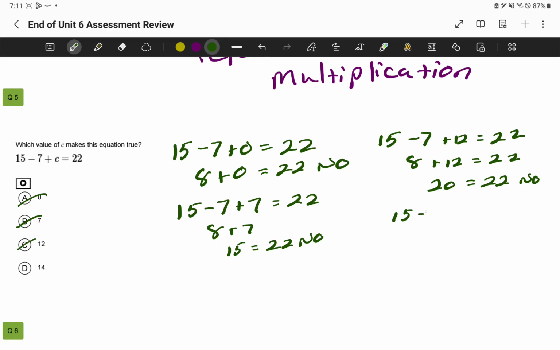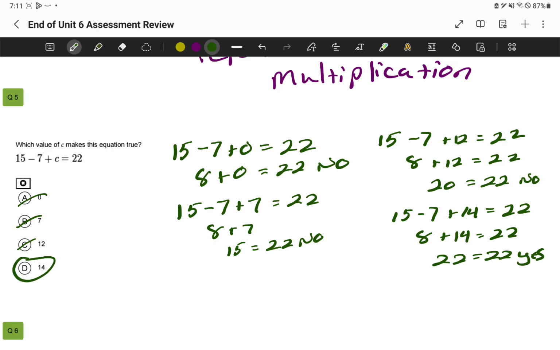So 15 minus 7 plus 14. Well, that's 8 plus 14. Well, 8 and 4 is 12. Carry 1. 1 and 1 is 2. And so, yes, our answer is D. Okay. Just put the number in and see which one works.